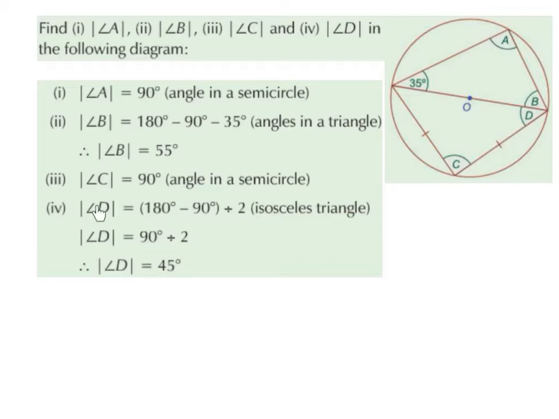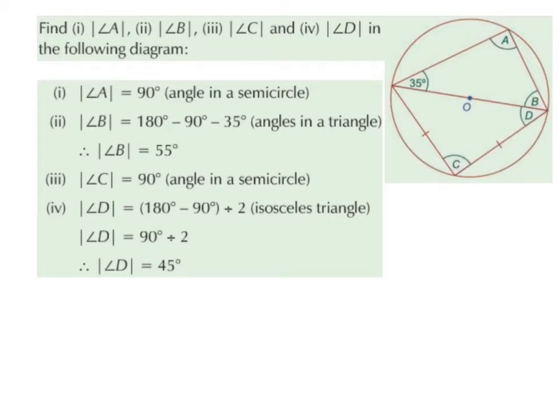And then to find angle D, this one here, well, we know that this is an isosceles triangle because this little line and this little line represent equal length. So this length is the same as this length. So this has to be an isosceles triangle. And we know that in an isosceles triangle, the angles at the end of the lines that are the same have the same angle as well.